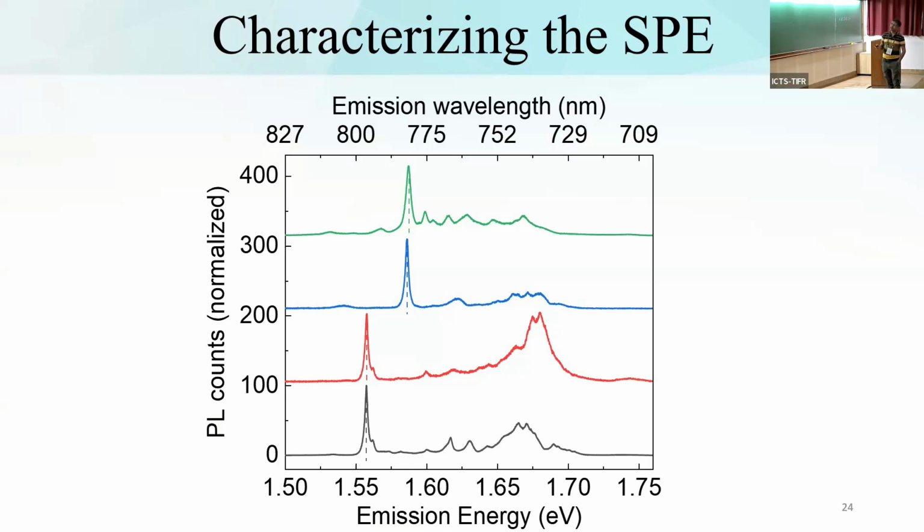More or less they emit in the range of 800 to 775 nanometers, and this is very important because satellite quantum communication is around 800 nanometers. So that way it has this practical application.